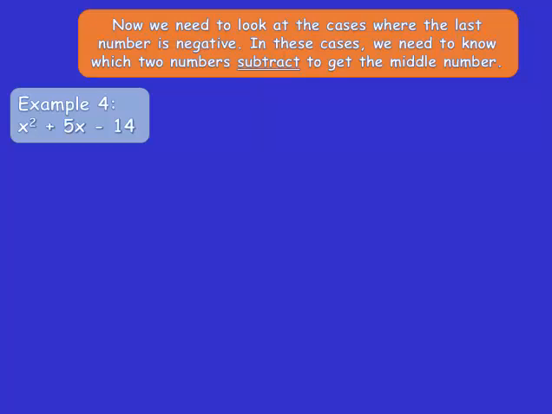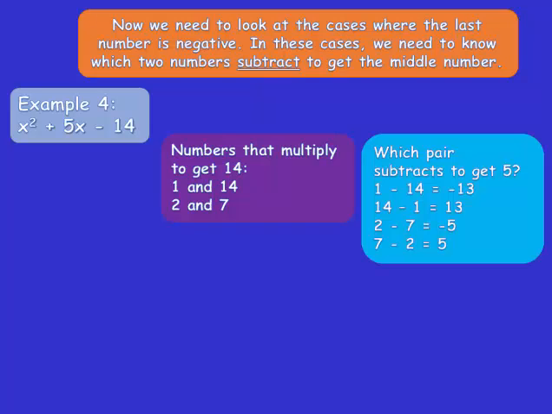Now we need to look at the cases where the last number is negative. In these cases, we need to know which two numbers subtract to get the middle number. Example 4, x squared plus 5x minus 14. We find numbers that multiply to get 14, 1 and 14, 2 and 7. Which pair subtracts to get 5?